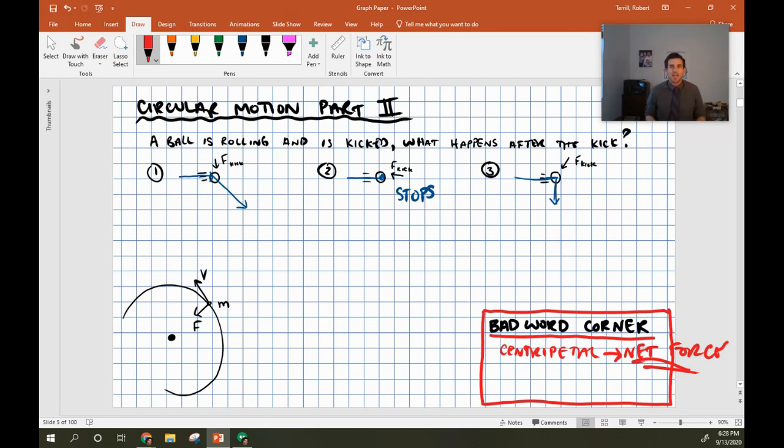Or if I was at a stoplight and I slammed on the gas, I would feel like I got pushed backwards. But there's nothing there that does that. There's no hand that pushes me backwards. I'm not actually being pushed backwards. There is an apparent force that I think exists but doesn't really exist.